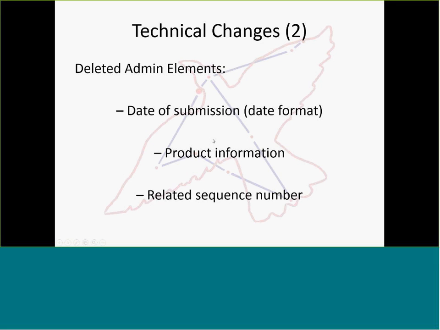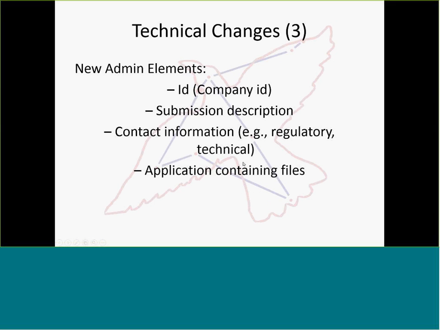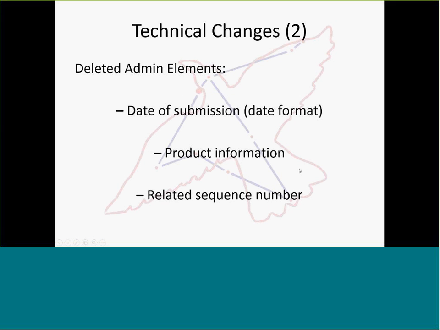The product information has been changed and replaced with more detailed information, like the product name and stuff like that. The sequence number has been removed because we now have linked applications, which makes this much more flexible. The related sequence number was a very simple approach, and the new approach is much more flexible and comprehensive.